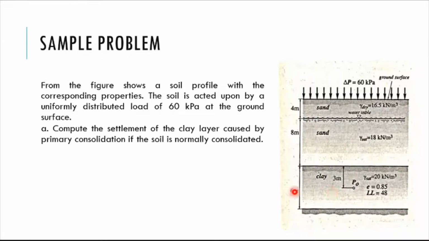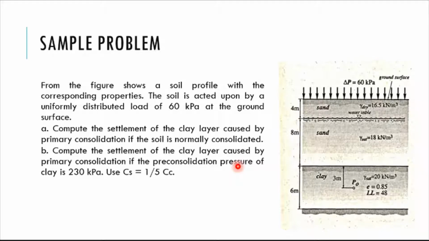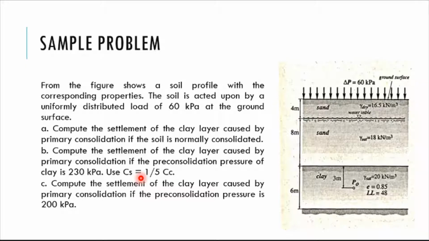So we are to compute the settlement of the clay layer caused by primary consolidation if the soil is normally consolidated, and the settlement of the clay layer caused by primary consolidation if the pre-consolidation pressure of the clay is equal to 230 kPa, and we have to use a swell index equal to 1/5 of C sub C. And lastly, we have to compute the settlement of the clay layer caused by primary consolidation if the pre-consolidation pressure is 200 kPa.